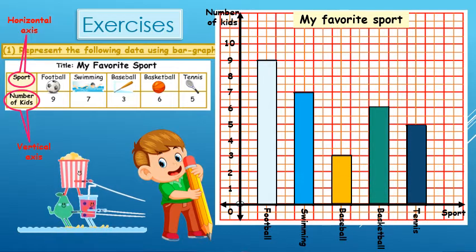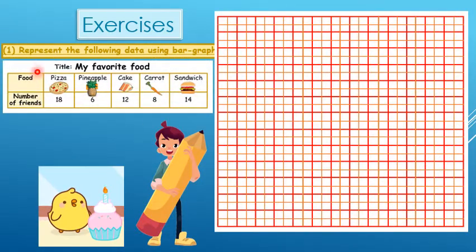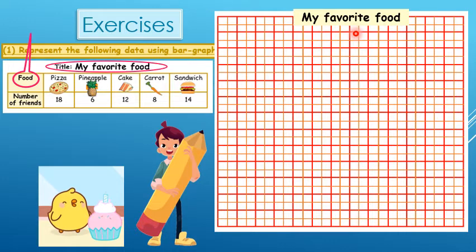Okay, then we finished our bars. Good job. Next exercise, we want to present the following data using a bar graph. A new table with a new title, which is My Favorite Food. First of all, go to our grid and write your title, which is My Favorite Food. Then using your data here, the first axis, which is the horizontal axis, is called food. Then label it by food and make a space. Make sure that you make a space between each food and another food on this axis. Yes, make a space here, then write down pizza.